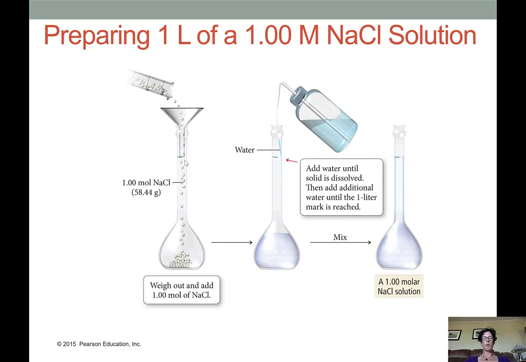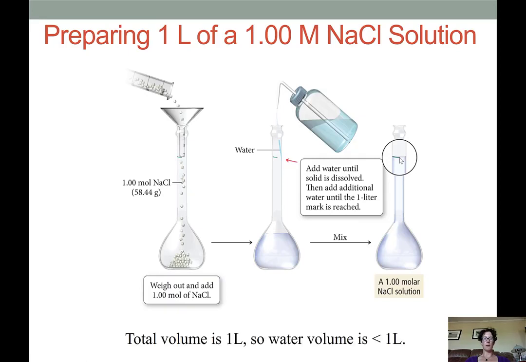We would then add an arbitrary amount of water, such as was necessary to dissolve all of the salt. Once the salt was dissolved, we would then continue adding water until we reached the line on our volumetric flask indicating that we contained exactly 1 liter. In this way, you'll note that the total volume of water is likely something less than 1 liter, since some amount of that volume would be taken up by the 58.44 grams of sodium chloride.